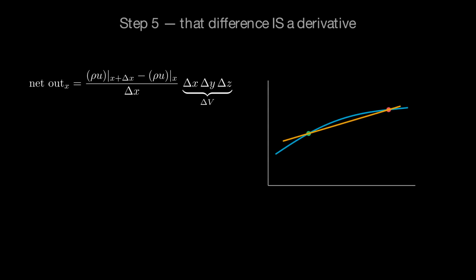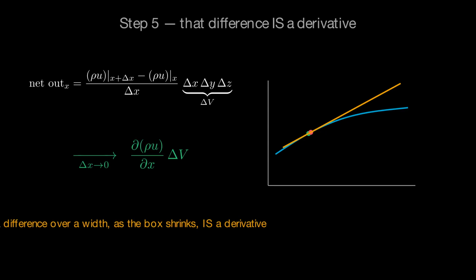Multiply and divide by the width, delta x. That front piece is a difference over a width, the slope of a line through 2 points on the mass flow. Watch as the cube shrinks, the 2 points slide together, the line stops being a chord and becomes the tangent, and the slope settles to one number, the derivative.